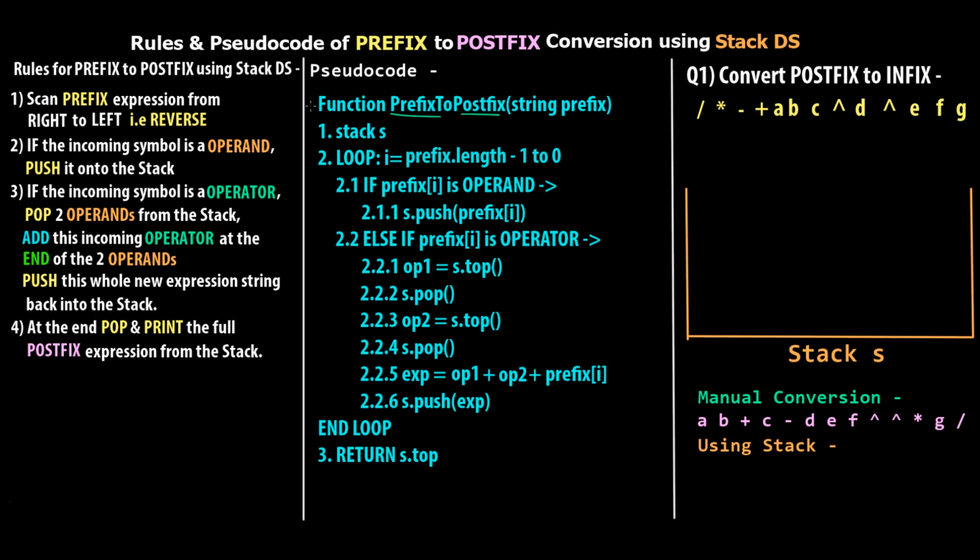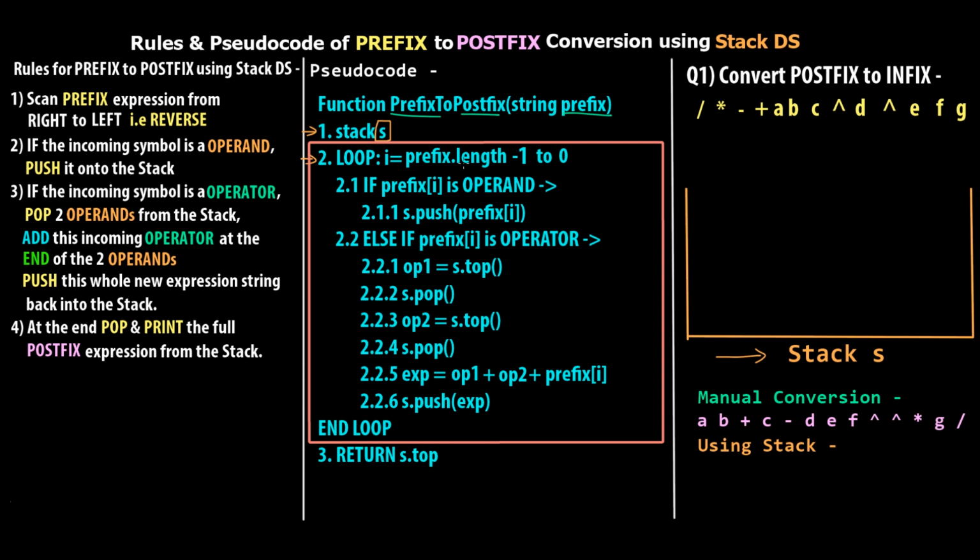Okay. So starting off with the pseudocode, we create a function called prefix to postfix and we pass the prefix string. The step number 1 is to create a stack data structure, a stack object. So programmatically, we will create a stack. You can consider this as the stack. The second step in the pseudocode is to iterate from prefix.length - 1 to 0, which means that we are going to go in the reverse order.